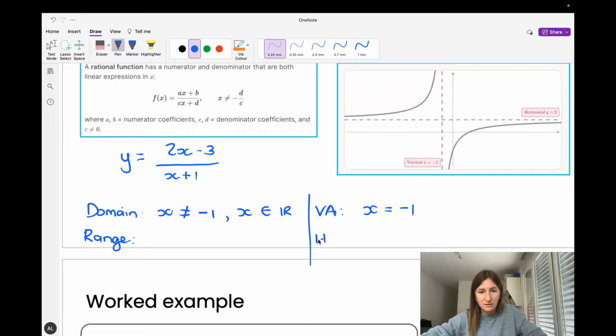Then for our horizontal asymptote, we're going to be taking the coefficients of the x values. So we have 2 here, and this is 1x, so 2 over 1. So that means our horizontal asymptote is y equals 2 over 1, which is just 2. So that's how we get our horizontal asymptotes. And if y equals 2 is our horizontal asymptote, that means y does not equal 2 is our range. Sorry, that should be y.